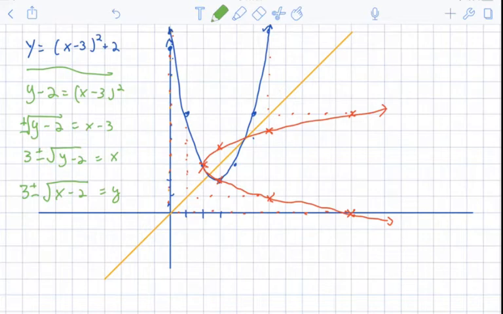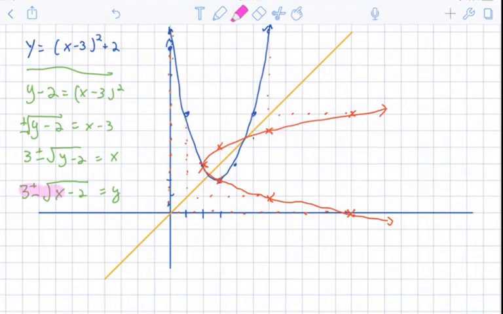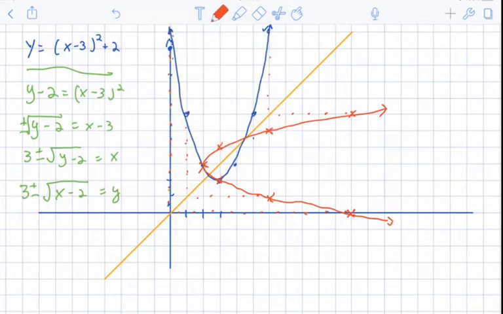So, what we see here, oh geez, they're both green. What we see here is not one but two root functions. One of them is y is equal to 3 plus the square root of x minus 2, and the other is y is equal to 3 minus the square root of x minus 2.